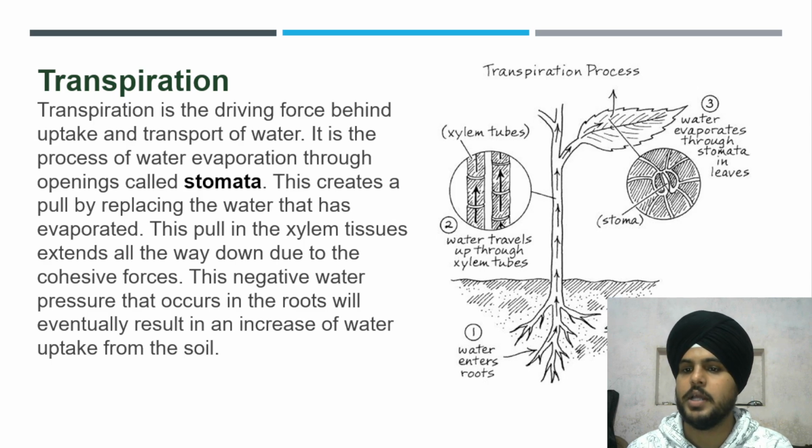Okay, now the water that has evaporated forms a little bit of vacuum and a need for water, and to fulfill that need, the water moves through the whole plant. And the movement of water is very important in a plant. The pull in the xylem tissue extends all the way down due to cohesive forces. The negative water pressure that occurs in the roots will eventually result in an increase of water uptake from the soil. See, that negative water pressure helps roots to suck in water from the soil and helps the regulation of water throughout the plant.